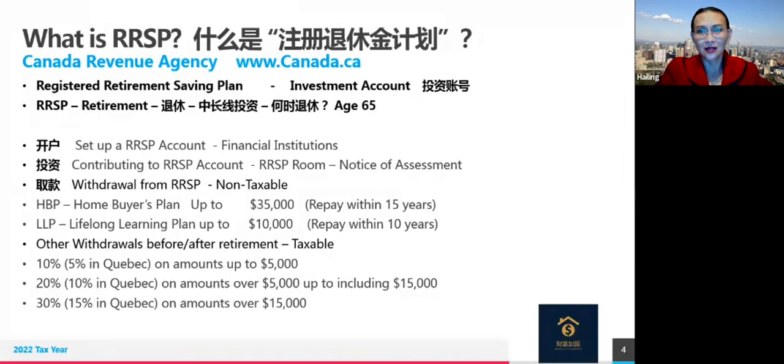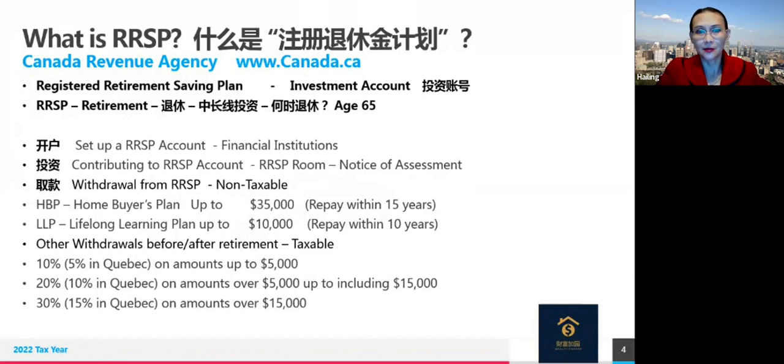So when we look at this investment account, there's three stages. Number one thing, how to set up an RRSP account. You can do this in the different financial institutions. The second one, contributing to RRSP. So it's very important to look at your notice of assessment from the Canada Revenue Agency and to find out your RRSP room for this year or accumulated room that you haven't used, okay? Of course, it's very important to also understand when I withdraw money from RRSP, is it taxable or non-taxable?